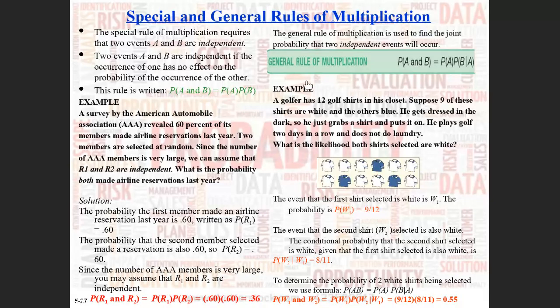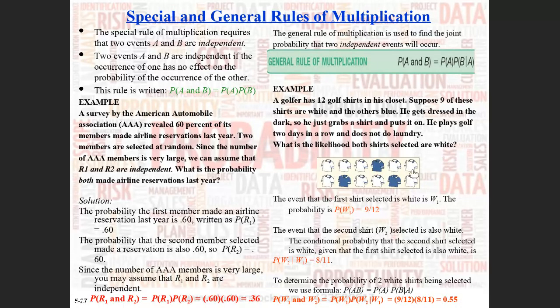So, talking about the general rule of multiplication, and we've gone over a little bit of this, which is P of A and B equals P of A times the probability of B given A. Okay? So, example, a golfer has 12 golf shirts in his closet. Suppose 9 of the shirts are white and the others are blue. So that means there's 3 blue. He gets dressed in the dark, so he just grabs a shirt and puts it on. He plays golf 2 days in a row and does not do laundry. Well, he'll be pretty smelly.